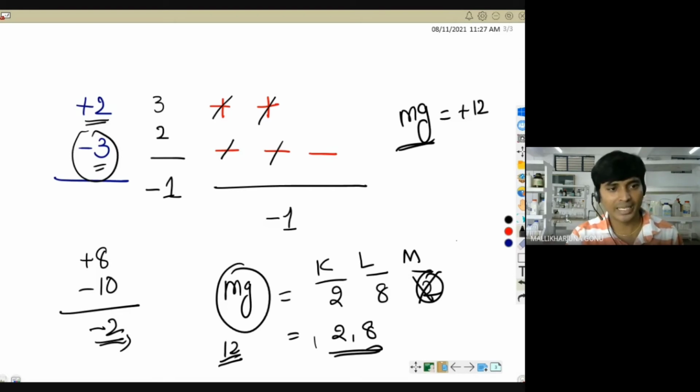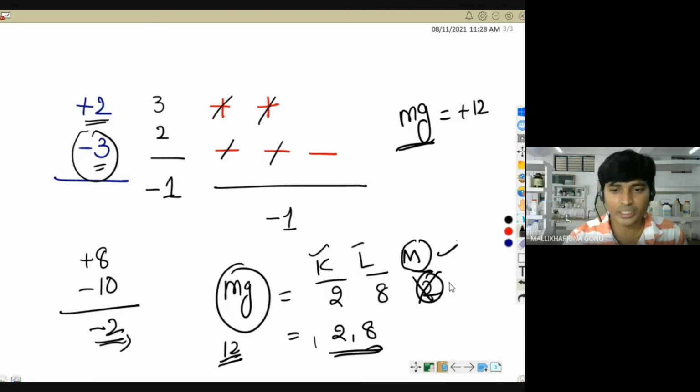Unless some nuclear chemical reactions are taking place, that is a different concept. When you go to the higher classes, you will study that. Nothing will happen to them. To whom will it happen? It will happen only to the electrons, and that too only the outermost electrons. Whoever gives or takes, who gives? The outermost. Nothing will happen to the inner shells, K and L.